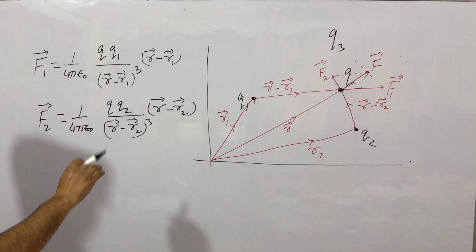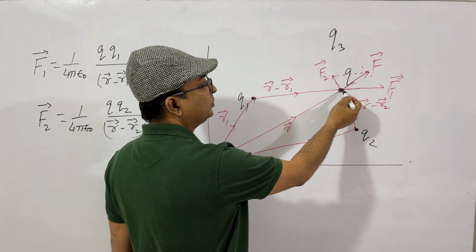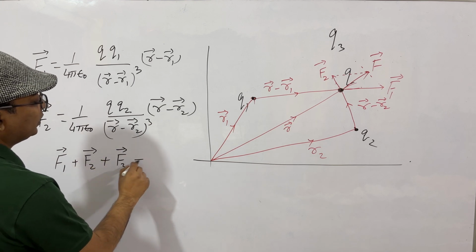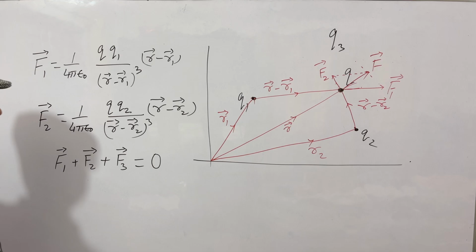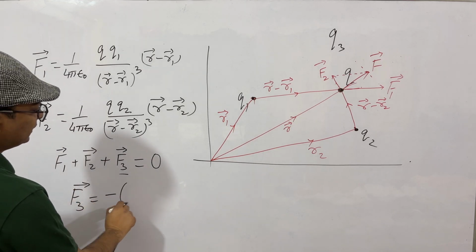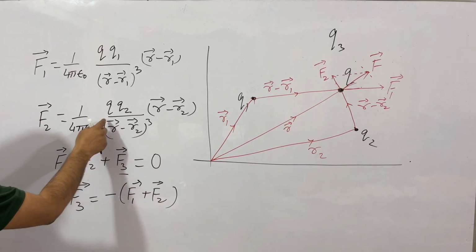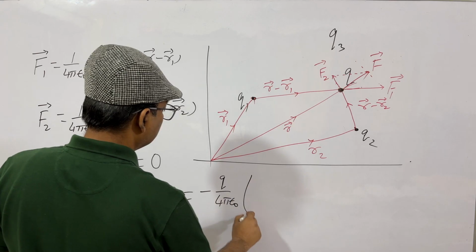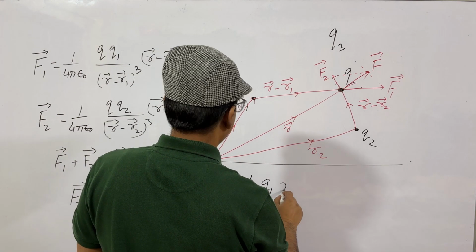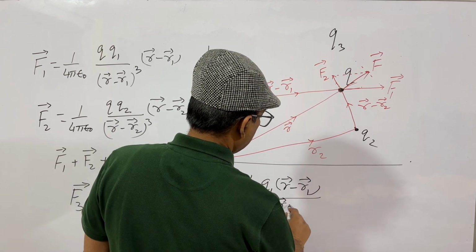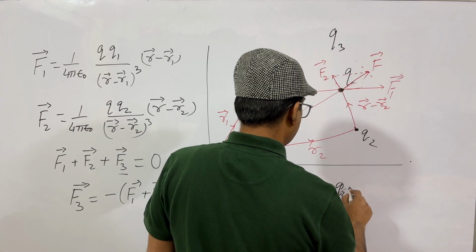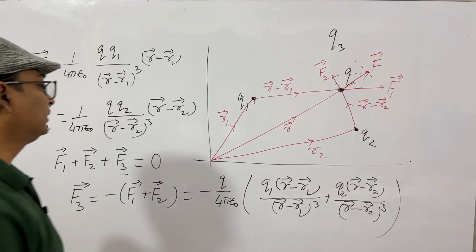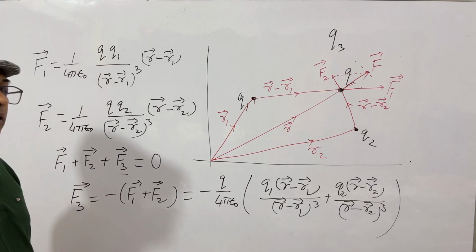Okay. And as I told you in the start only, if this charge is to be at equilibrium, then force due to 1, force due to 2, and force due to third charge on this particular charge Q has to be equal to 0. We have to find F3. What is F3? It is minus of F1 plus F2. We have F1 and F2, so we can write minus 1 by 4 pi epsilon 0. You can also take Q out, Q by 4 pi epsilon 0, and then Q1 into R minus R1 vector by R minus R1 cube plus Q2 into R minus R2 by R minus R2 cube. So this was the requirement to express the third force in terms of Q, Q1, R, R1, R2 only. So we have expressed it.